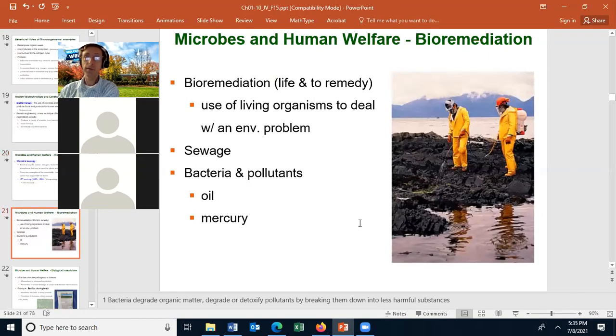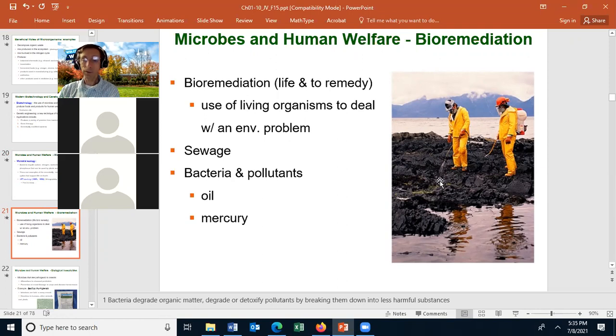We use microbes to help us in bioremediation. Bioremediation literally means life, and to remedy, where we can use living organisms to deal with an environmental problem. And we've already discussed the environmental problem of sewage, but microbes are also used with environmental pollutants. Like with an oil spill, you can spray microorganisms on the oil and have the microorganisms degrade the oil into carbon dioxide and water.